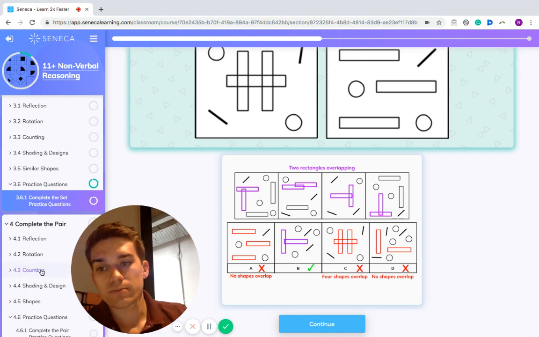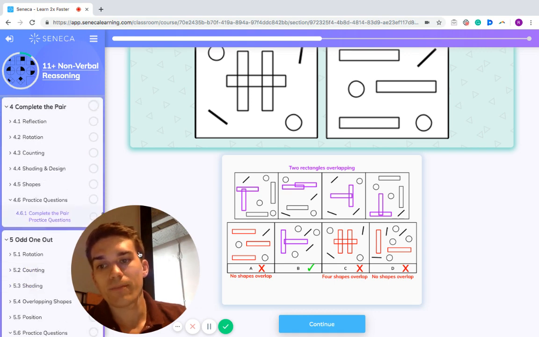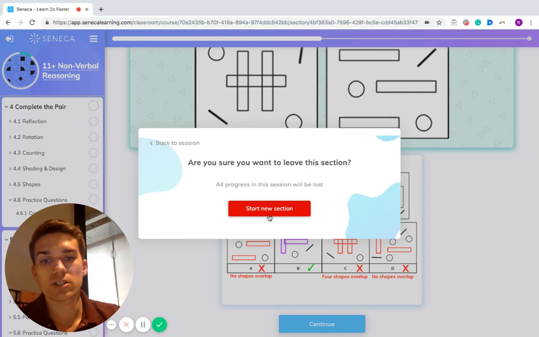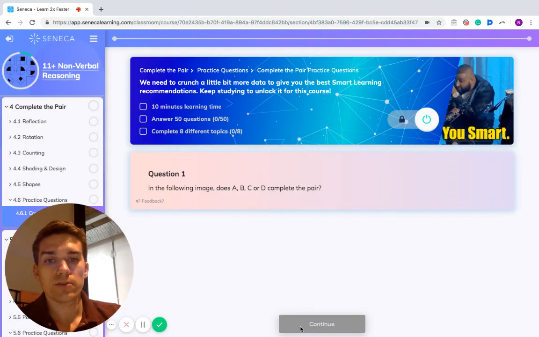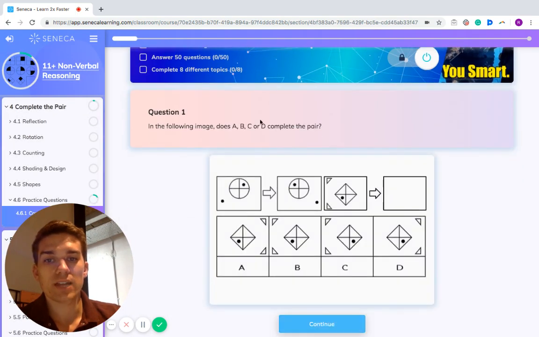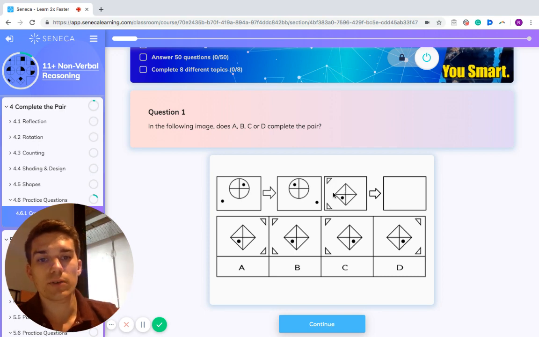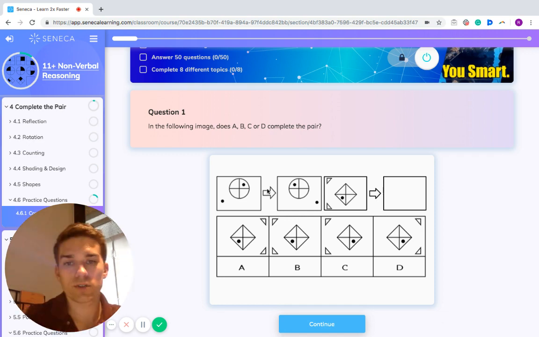So let's continue. So complete the pair practice questions. So in the following image, does A, B, C, or D complete the pair? So here we've got a rotation and then a change in shape. And then we'll probably have another, so this is basically looking at what happens to go from here to here, and what should we do to make this into something else? What would we end up with?